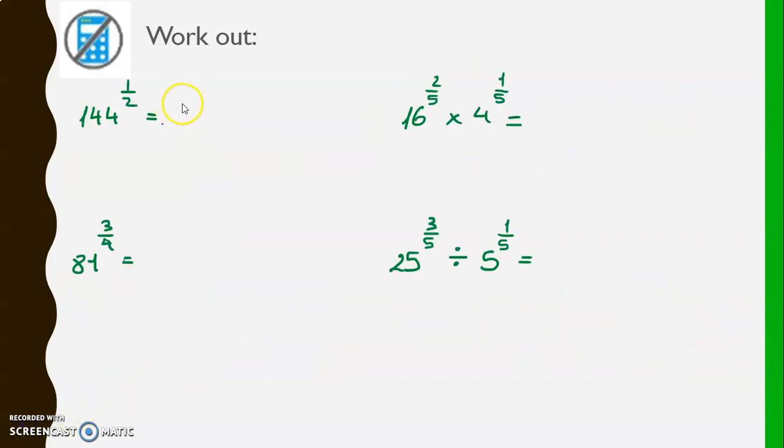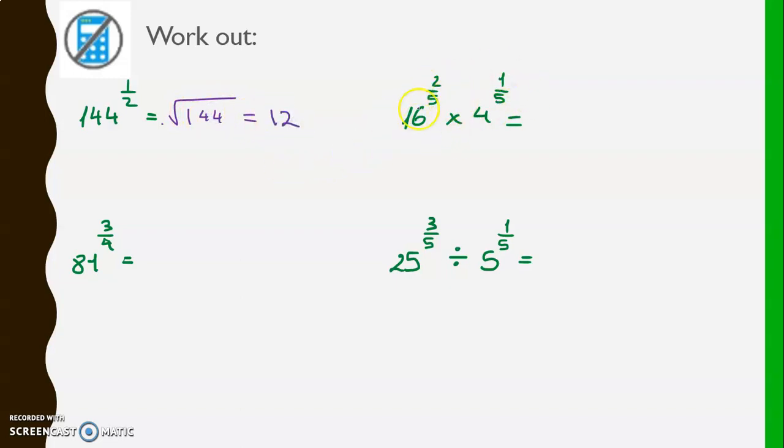Now this is the last set of examples. I'd like to remind you that you should try to do these yourself, so don't hesitate to just pause the video and have a go at some of these before you actually see the solutions. So 144 to the power of a half, that is the square root of 144, which is 12.